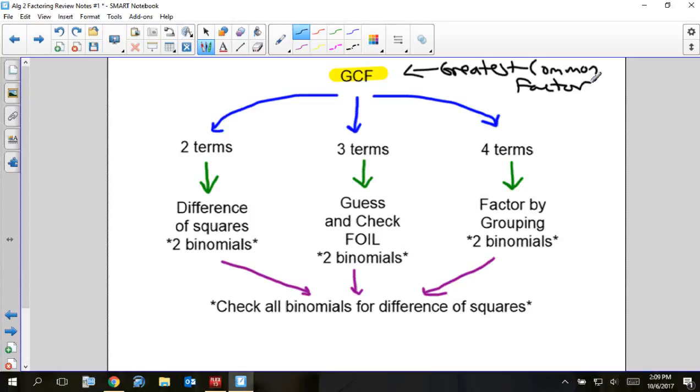After you do the greatest common factor, then we split into 3 different categories: if there's 2 terms, if there's 3 terms, or if there's 4 terms. If there's 2 terms, you're going to do something that we're going to learn today called difference of squares. If there's 3 terms, you're going to do something we'll learn on Monday called guess and check, but it's the FOIL method backwards. And if there's 4 terms, you'll do something called factor by grouping, which we're going to do today. So we're going to learn the 2 terms and the 4 terms today. And then after that, we go to this bottom that says check all binomials for difference of squares.